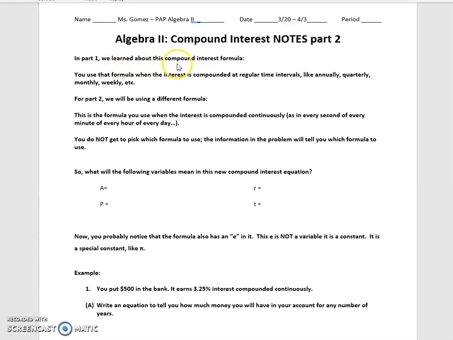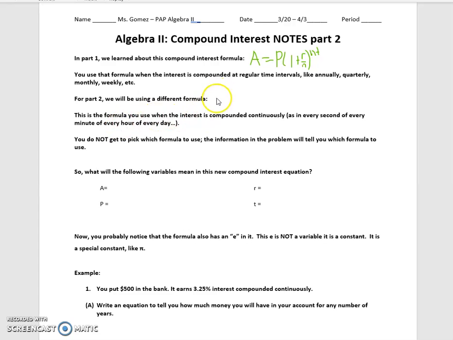Alright, so in part 1 we learned about this formula, A equals P times (1 plus r over n) all to the power of nt. Okay, that's our old one. So you use that formula when the interest is compounded at regular time intervals, so annually, quarterly, monthly, weekly, etc. For part 2, we're using a different formula.